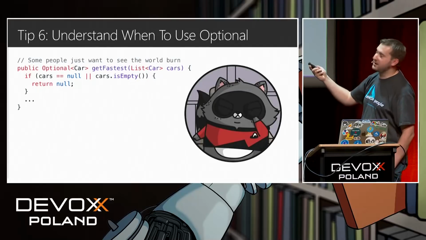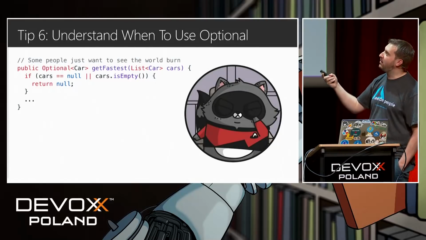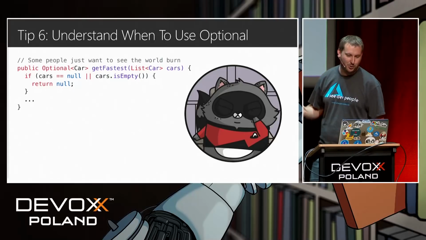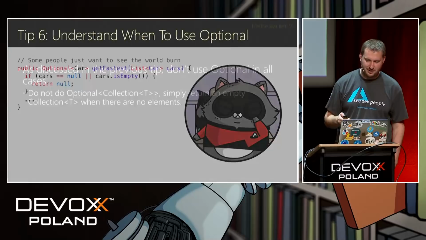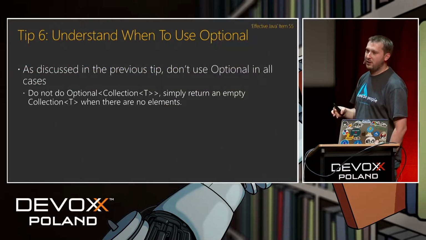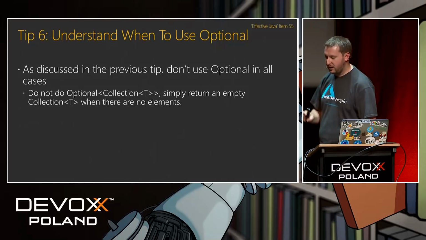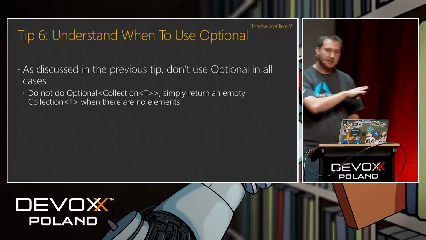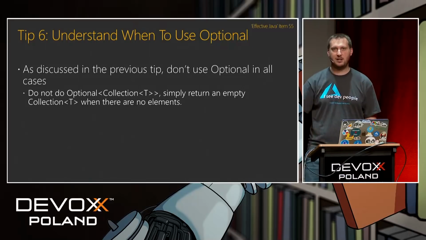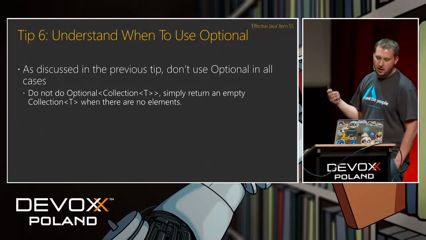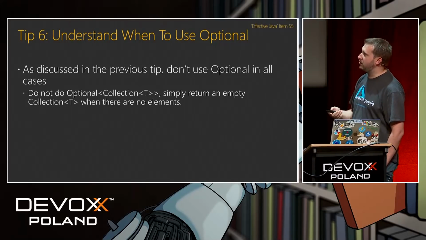And don't be the person that does this. I always joke about this. Have a return type of optional and return null. That's like the devil's work, right? The other thing is, if you've got a method that's returning a collection of type T, for example, don't return an optional of a collection of type T. Just return a collection of type T with an empty list. So optional isn't perfect for all cases. This is one of those cases as well.